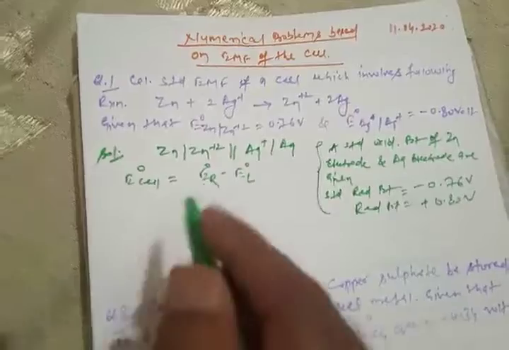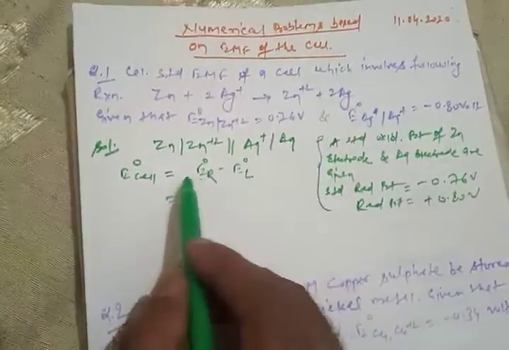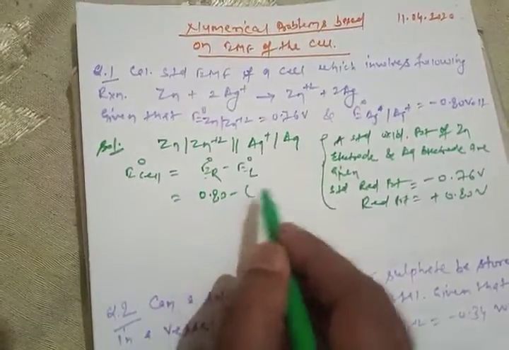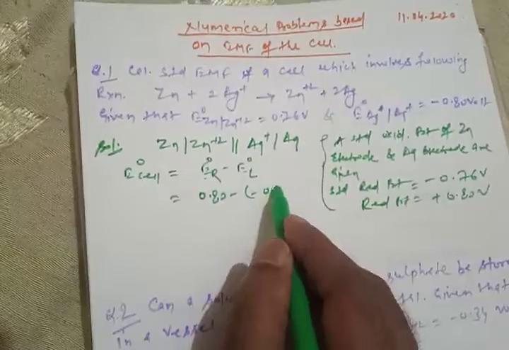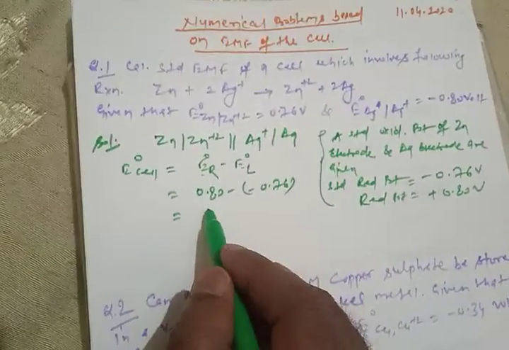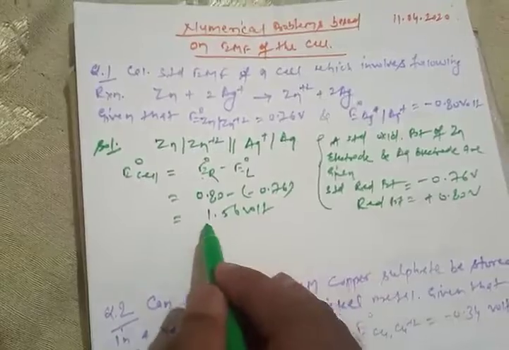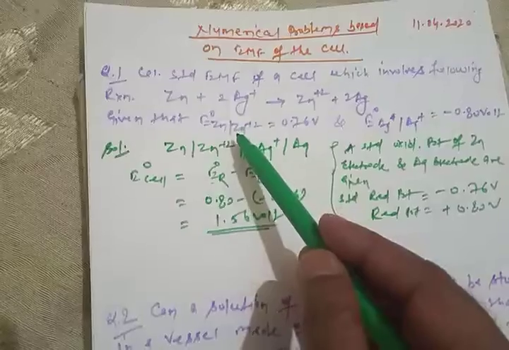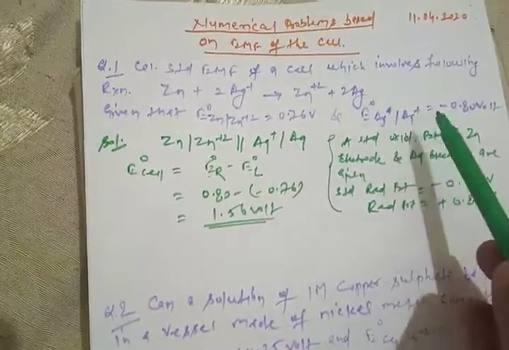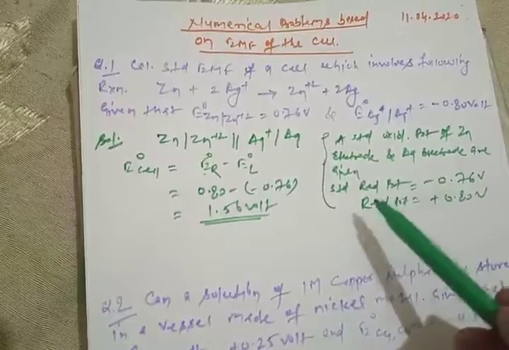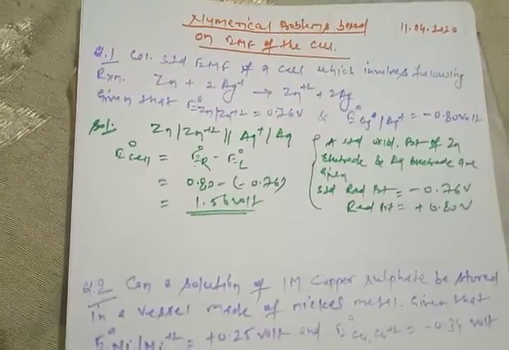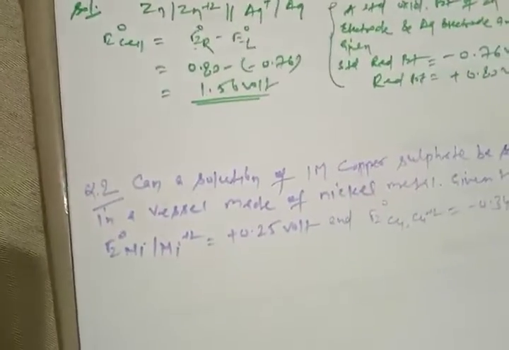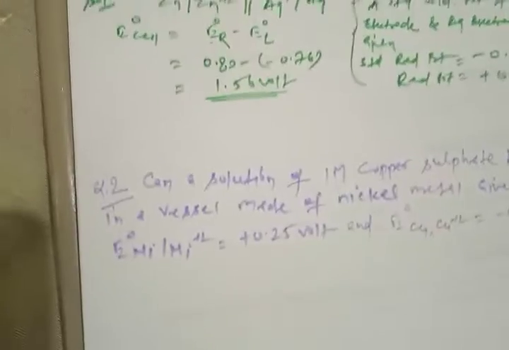Okay, so now we will write the right hand, that means this one, which is given to you as 0.80, and then minus left hand, which is minus 0.76, so the value will be 1.56 volt. So this is your answer. Point to be noted, the value given is your oxidation potential, Zn to Zn plus 2 and Ag to Ag plus, and you have to convert this value into reduction potential, so keep this in mind. The value is positive, that means the cell reaction is favorable, that means the cell reaction is correct.